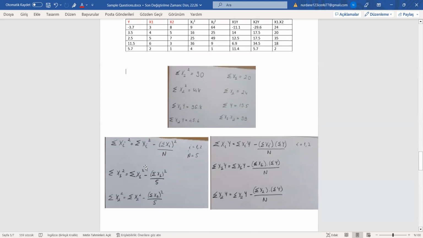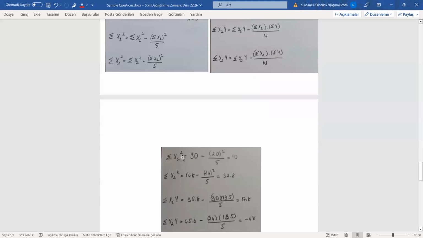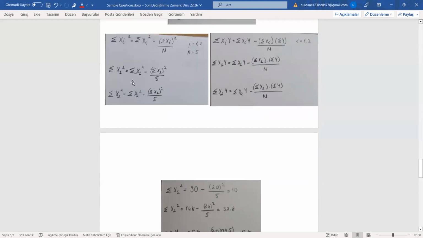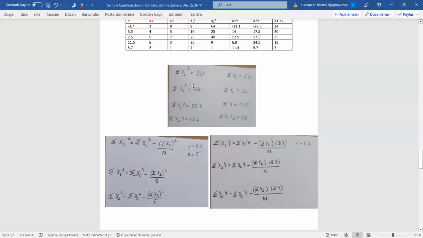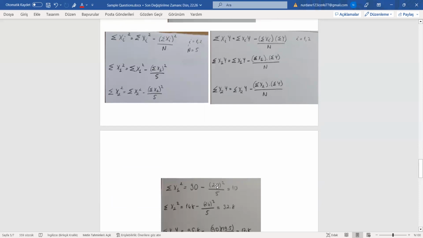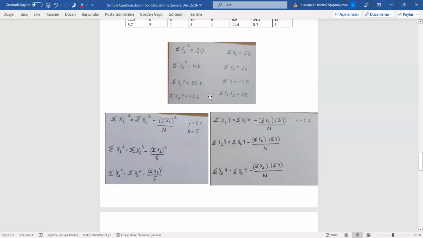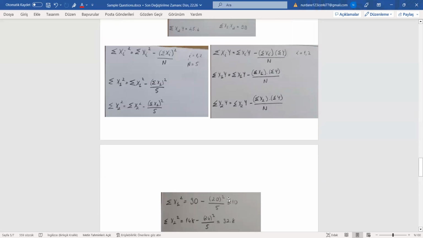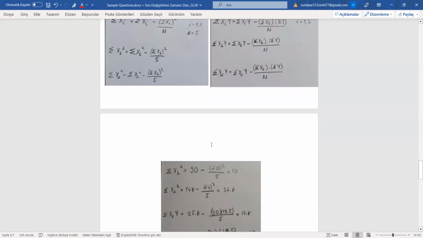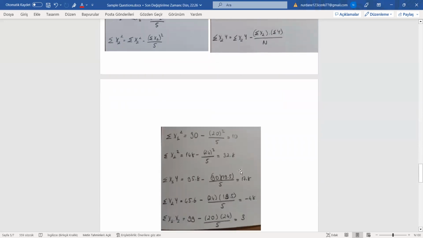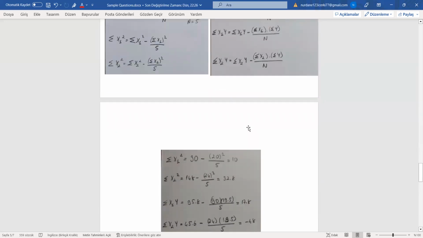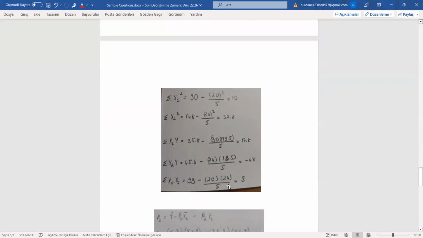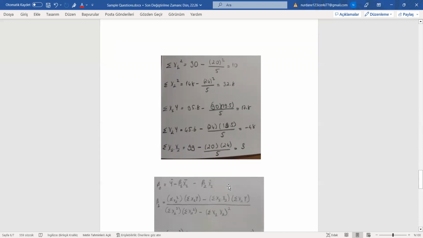So, for example, when we apply it on the summation of x1 part in here, the summation of x1 square is already found as 19, minus the summation of x1, which is 20, we take the square of it and divide it by n, which is the number of observations, and as a result we found 10. When we apply the same way on the other equations, as you can see in here, we will reach all the values that we need.